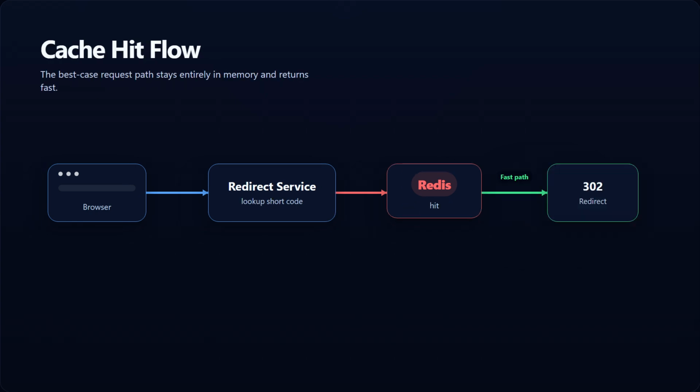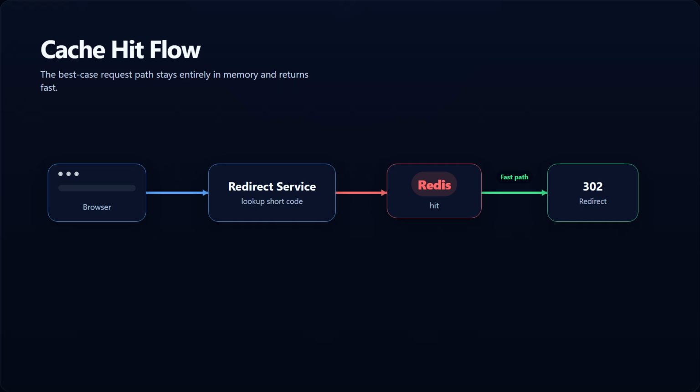In the best case, the request hits Redis and never touches the database at all. That means much lower latency and a lot less repeated pressure on the main database. For a system like this, that is the ideal path. That is where we want most clicks to go.